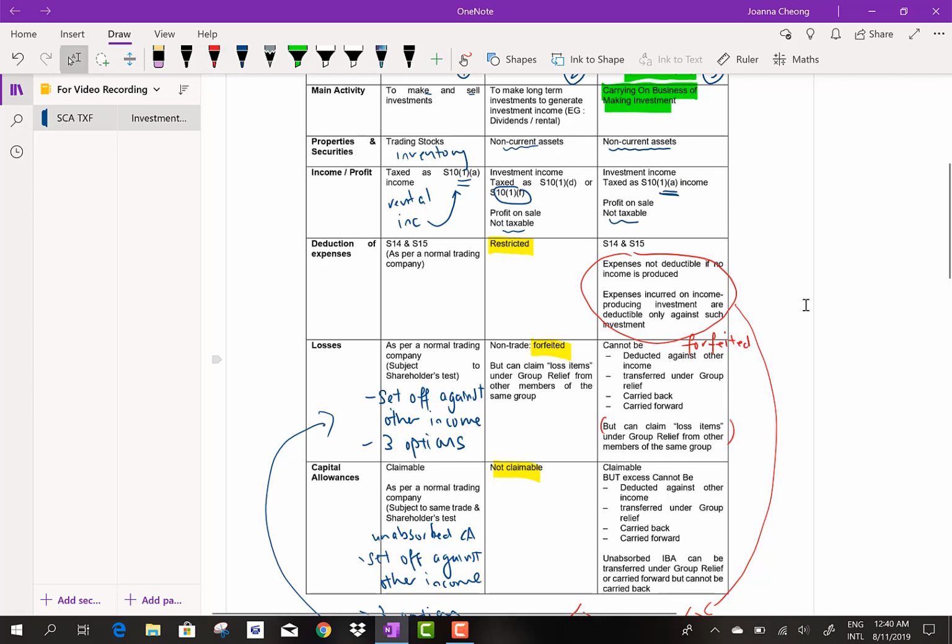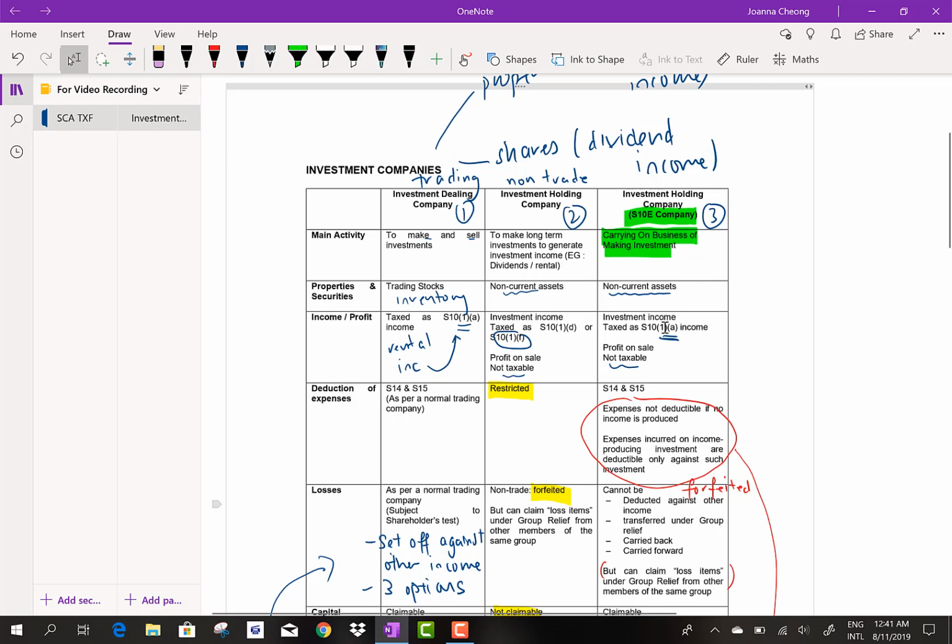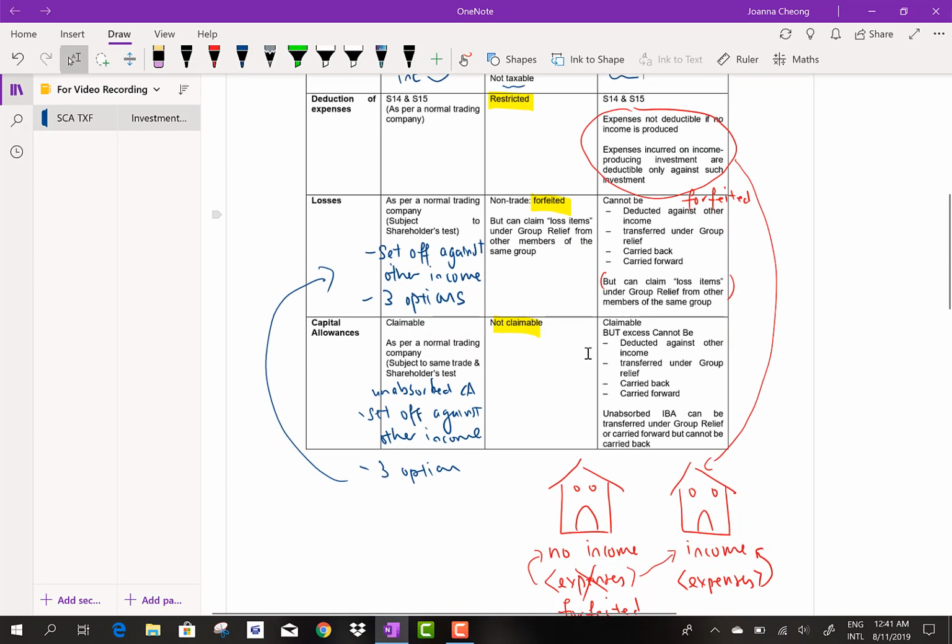And what about CA? Can they claim? Yes, because they're earning 10(1)(a) income. So they are still allowed to claim CA, but if you have unabsorbed CA, you cannot set it off against other income, you cannot transfer it, and you cannot carry it forward, so it will be forfeited, just like the losses.